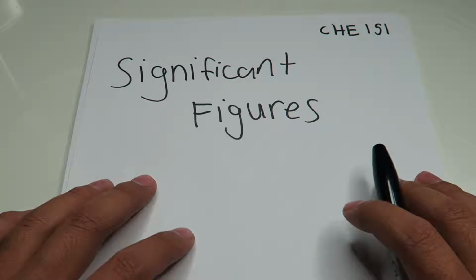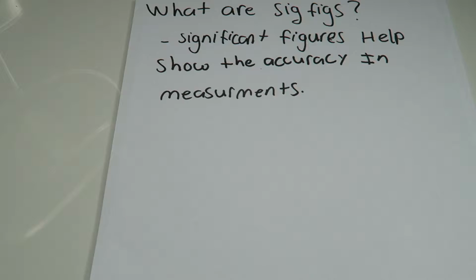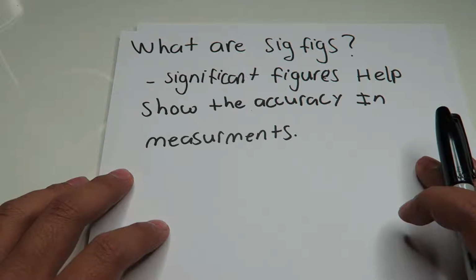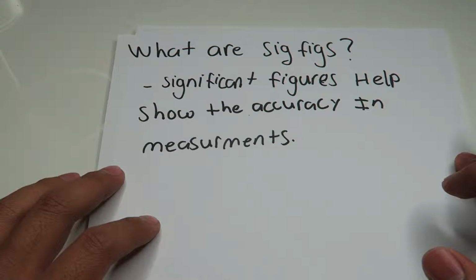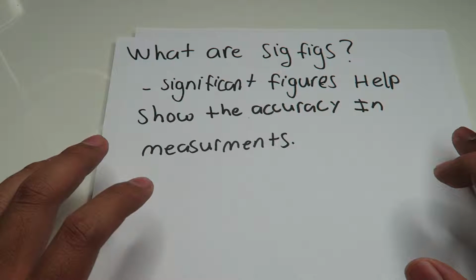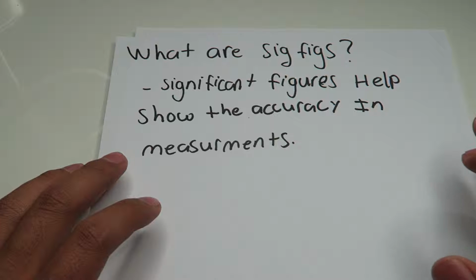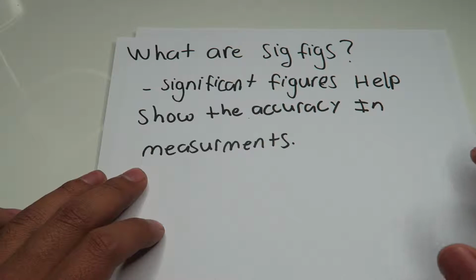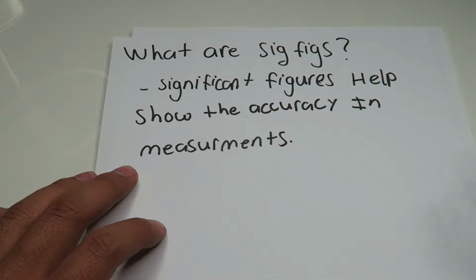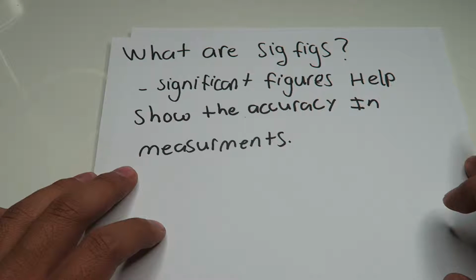So I'm going to be talking about significant figures. So what are sig figs? Well, significant figures just help show accuracy in measurements. They do this because anything after a certain point in a measurement is guessing. So you always want to be as accurate as possible, which is when sig figs come into play.